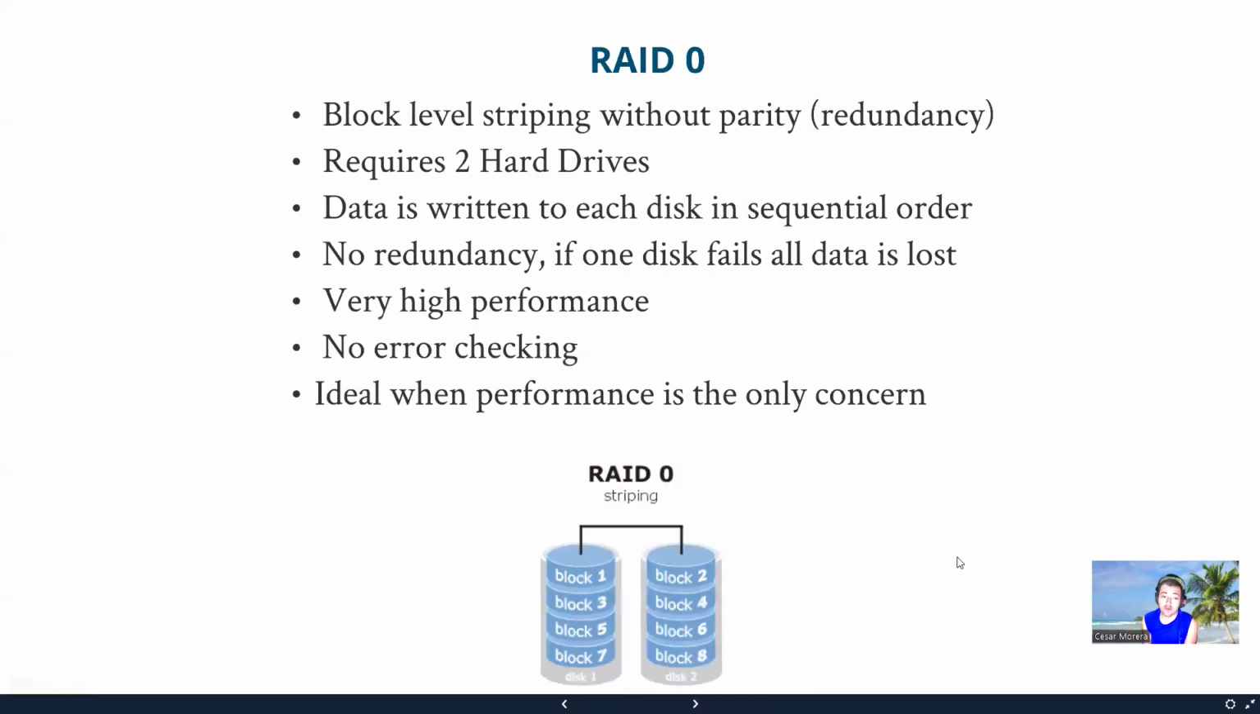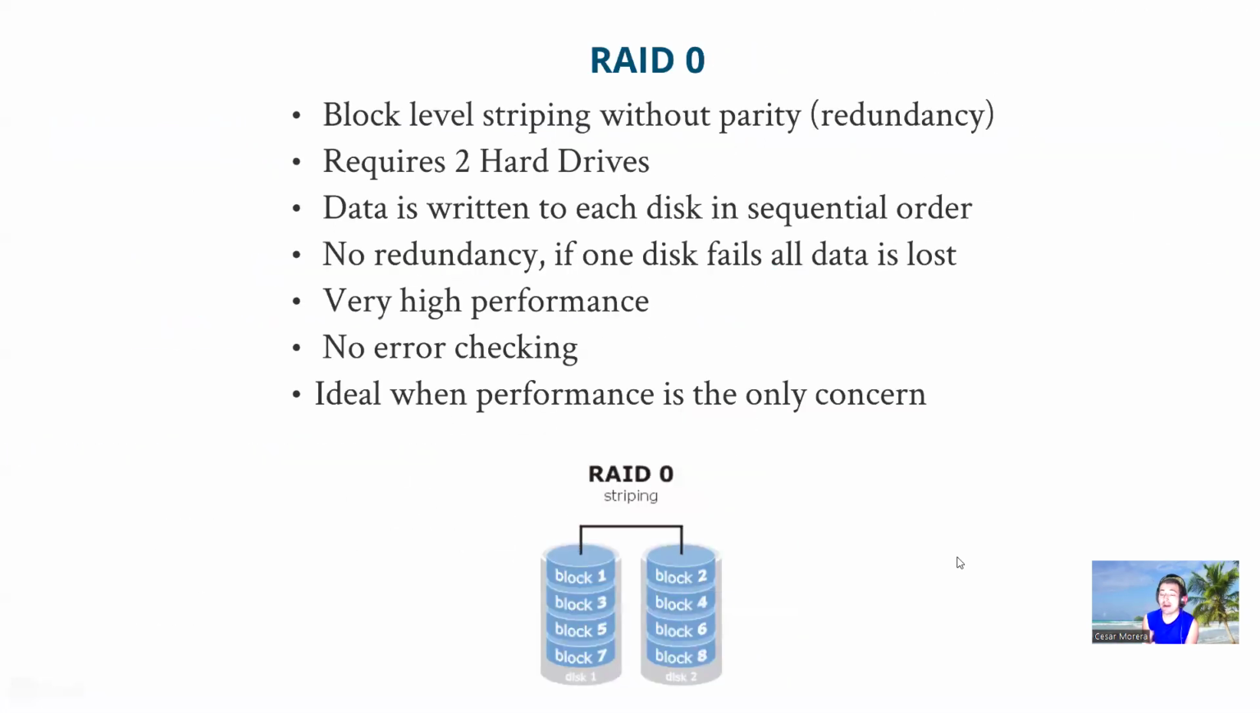RAID 0, we are talking about block level striping without parity or redundancy. It requires two hard drives. Data is written to each disk in sequential order, no redundancy. If one disk fails, all data is lost. Very high performance. No error checking. Ideal when performance is the only concern.